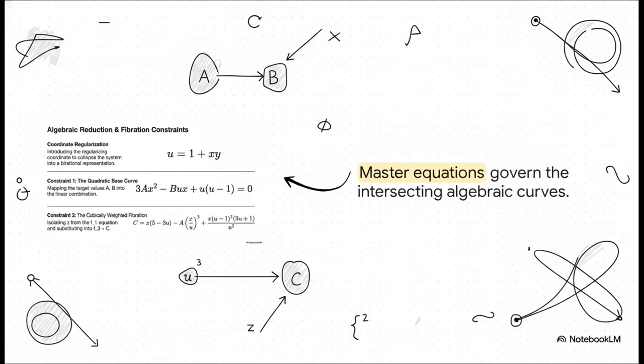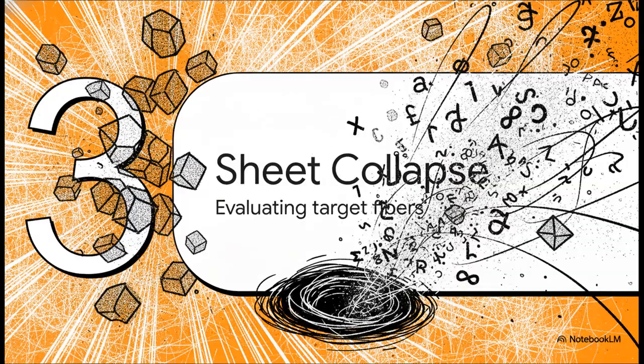On the top, constraint 1 maps our target values, a and b, into a neat linear combination. Right below that, constraint 2 isolates our z variable in terms of our brand new parameter u and target c. These 2 master equations are literally the engine governing how our curves intersect. Let's get into section 3, evaluating the sheet collapse.